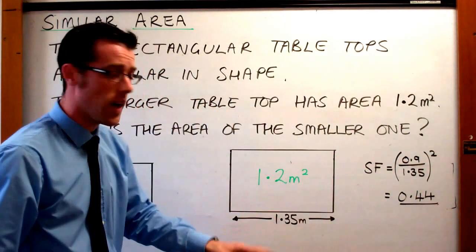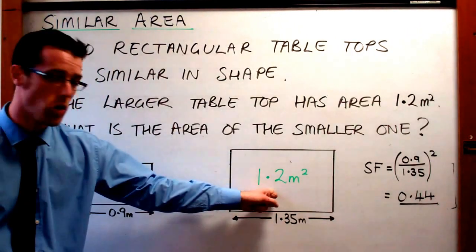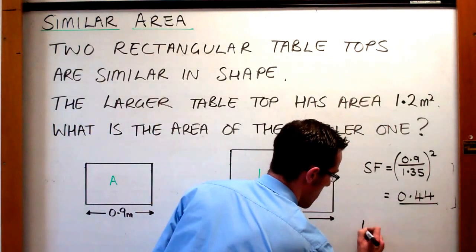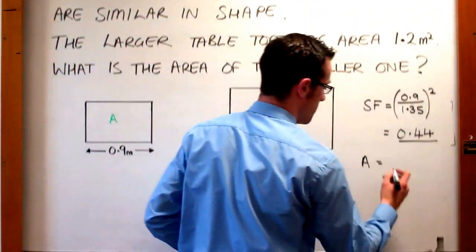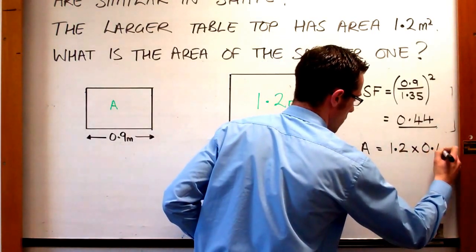Now, what do we do next? Just as before, all we need to do is multiply the 1.2 that we have by the scale factor to get our A value. So A is equal to 1.2 times 0.44.